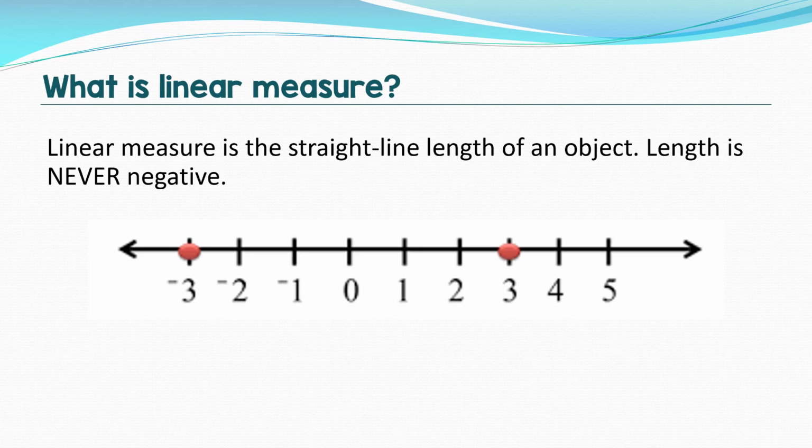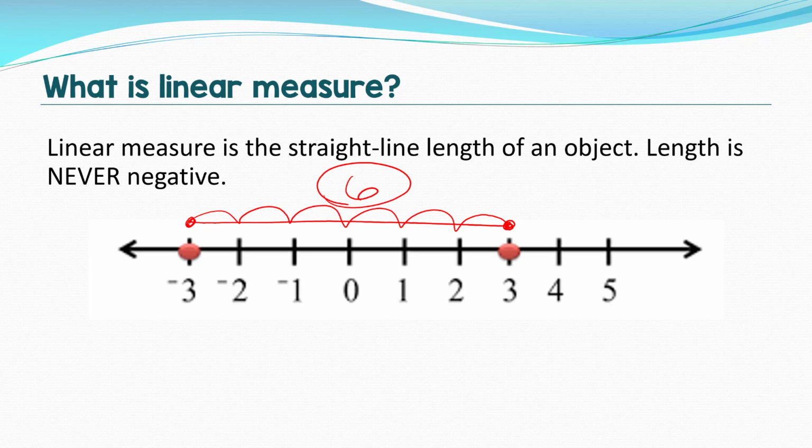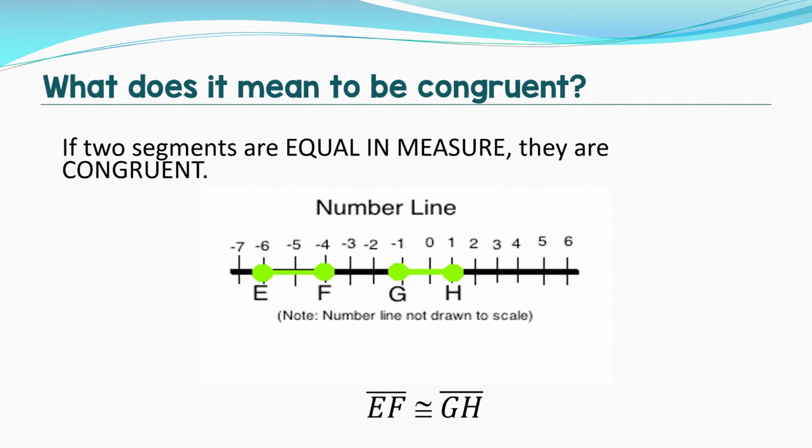It's a length, so it's never going to be a negative number. Even on my number line, the linear measure from -3 up to +3: I'm going to go 1, 2, 3, 4, 5, 6 places. So +6 would be the linear measure from -3 to 3. If we have two linear measures and they are the same, then we can say those things are congruent. So congruency means they are equal in their measure.